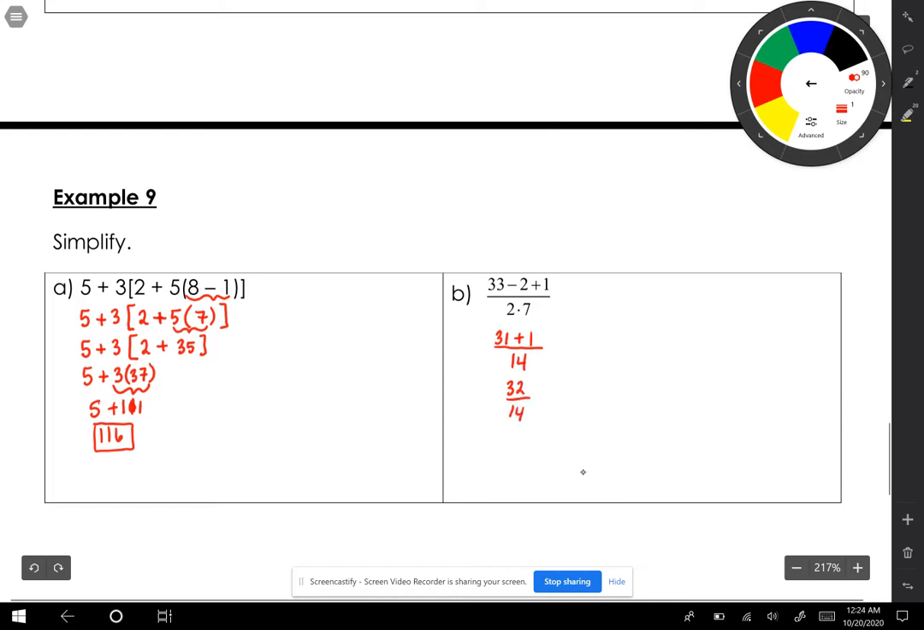I'm going to reduce my fraction, which everybody should always be doing. So you can divide top and bottom by 2. And that's 16 over 7. And that's your answer. And those are your notes for today.